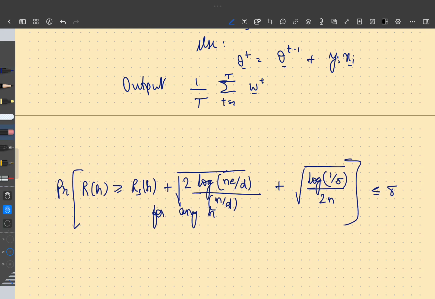So we have the following bound for empirical risk minimization, right? And because hard SVM is actually doing empirical risk minimization, we also have this bound that is given to us.